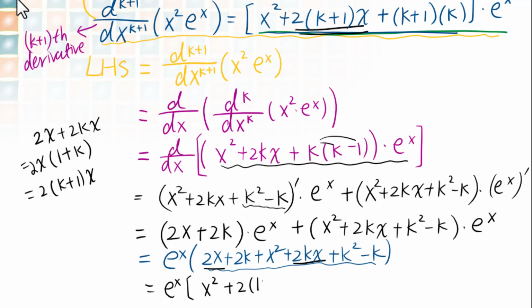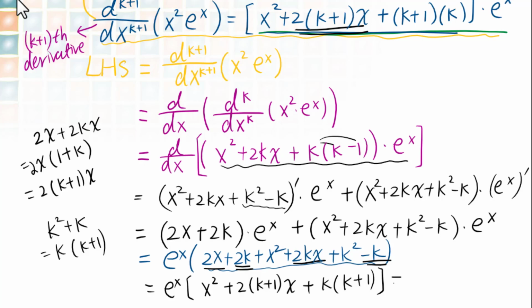2 times k plus 1 x. Then 2k minus k is k. K squared plus k, take a k out, k times k plus 1. So plus k times k plus 1. This exactly equals the right-hand side. So we finish proving.